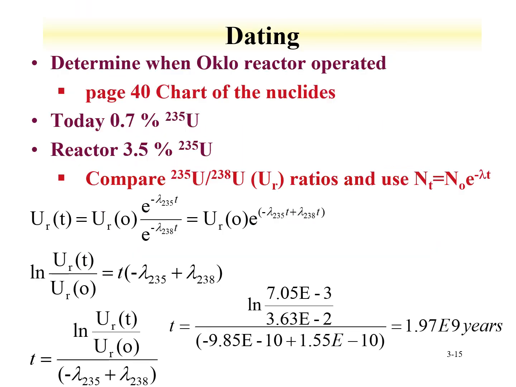These dating equations can also be varied to evaluate some conditions to understand the age of certain objects. For instance, we can use an example such as the Oklo reactor. This is provided on page 40 on the chart of the nuclides, with some discussion of the Oklo reactor, and you can look it up online. The Oklo reactor was a natural reactor that operated a few billion years ago.